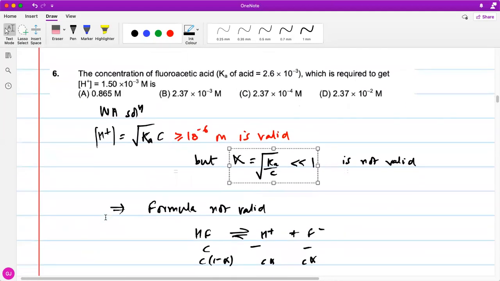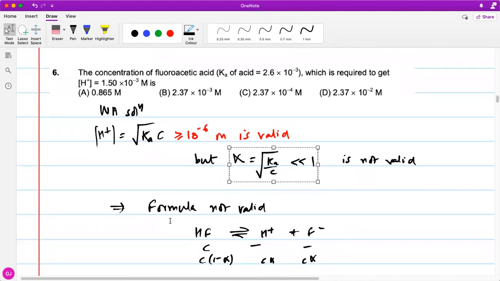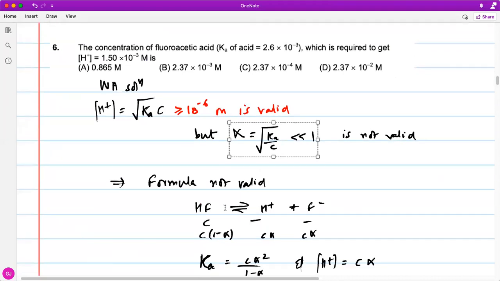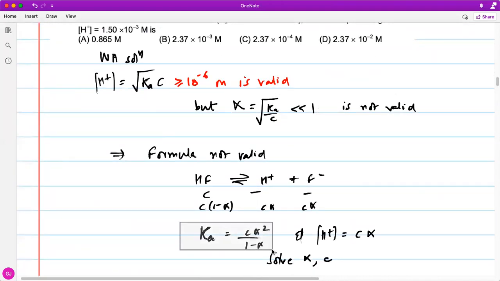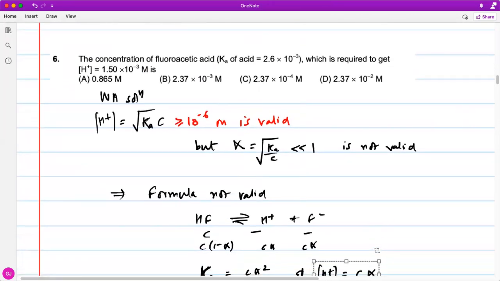You should go for the basics, write down the equilibrium of the weak acid, HF giving F minus plus H plus, and then you can use K is equal to C alpha square upon 1 minus alpha, and H plus concentration is equal to C alpha. So we got two equations and two unknowns. You can solve for alpha and C. Right, so you'll get the concentration.